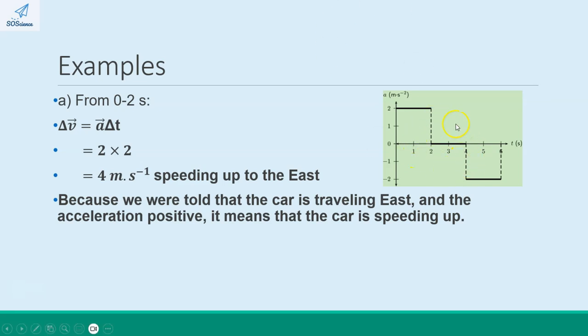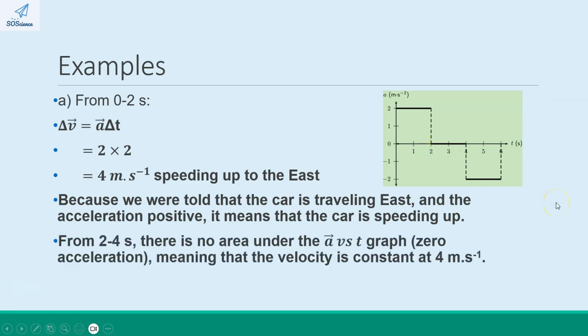Now, what is happening from 2 to 4 seconds? We have zero acceleration. Because there's no area under the acceleration time graph, it means either that the velocity is 0 meters per second or that the velocity is constant. So either that there is no velocity or that there is a constant velocity.